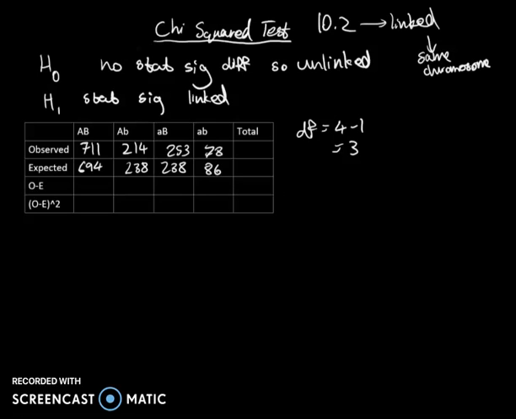Theoretically, based on our expectations, perhaps we did a dihybrid cross and got the ratios. This is what we expected to get: 694 for big A, big B, 238 for big A, little b, 238 for little a, big B, and 86 for little a, little b. So these are the expected frequencies, and these are the frequencies we have.